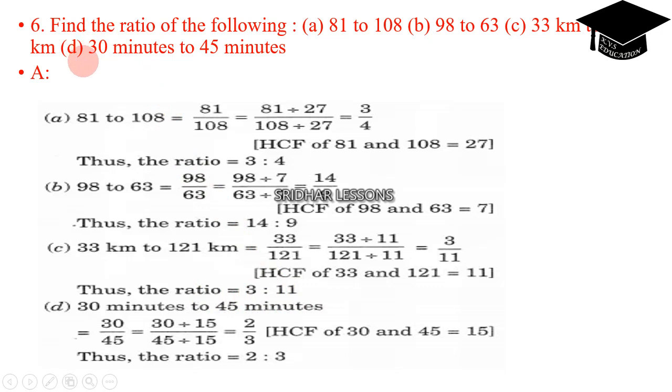And question number D, 30 minutes to 45 minutes. That means 30 by 45. Okay, if you can observe, 15 cancels 30 2 times and 15 cancels 45 3 times. That is 2 by 3. Thus the ratio is 2:3. See this picture carefully. Observe this picture.